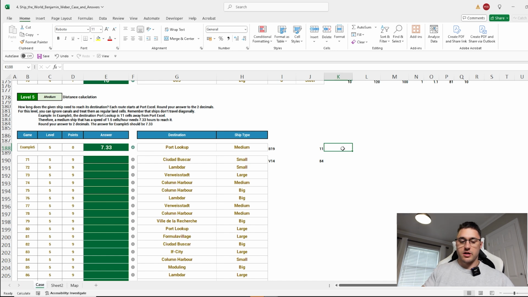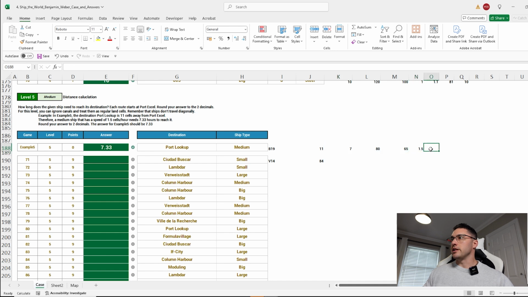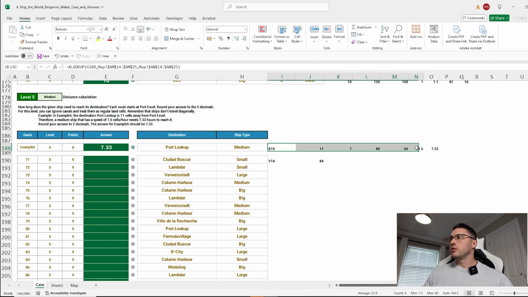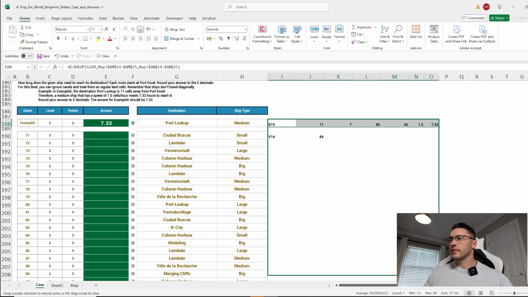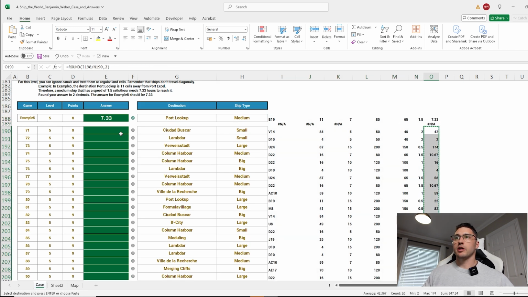So we want to do XLOOKUP the ship in the ships, give me the attributes again. And I know that speed is the last one, so we do the distance divided by the speed, which will give us the answer. And again, we want to round this one, but to 2 decimal places this time. So let's do the rounding. There we go. So let's drag that all the way down. And these should be our answers.